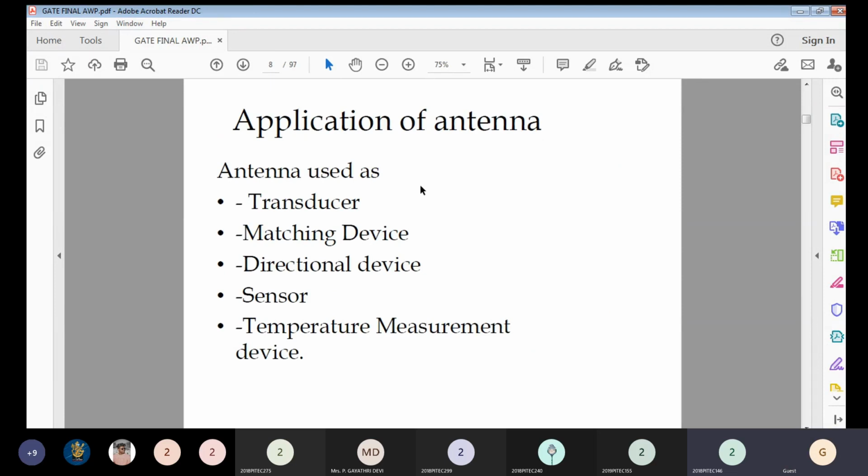Apart from that, in wireless communication, we use the antenna for a wide variety of applications like satellite communication, cellular mobile communication, Bluetooth communication, and Wi-Fi communication. Apart from that, we can use it in a number of communications as part of wireless communication. This is about the applications of antenna.